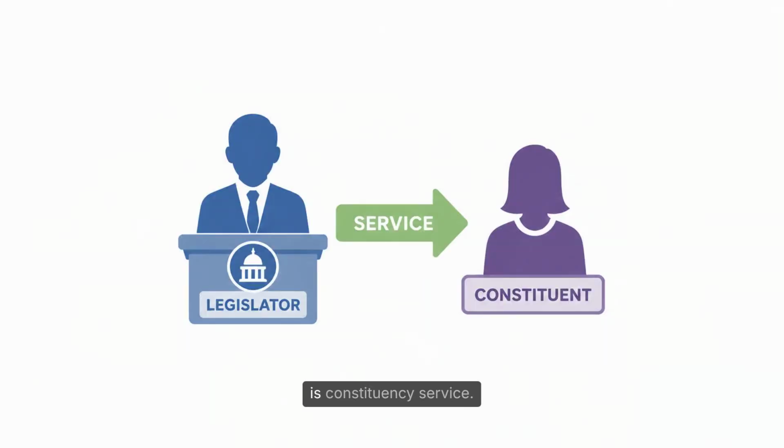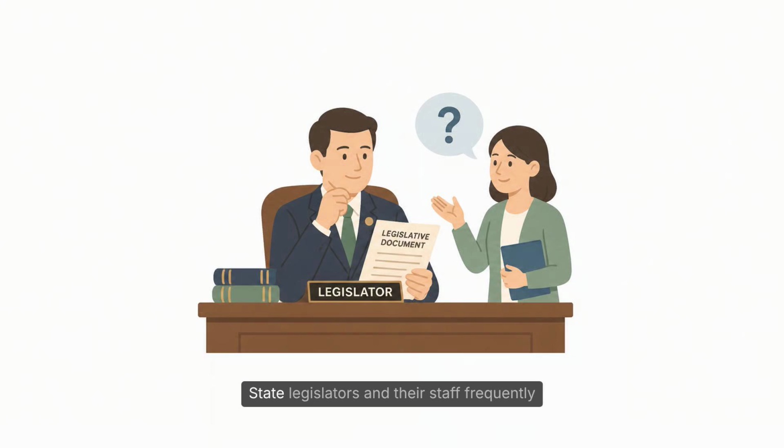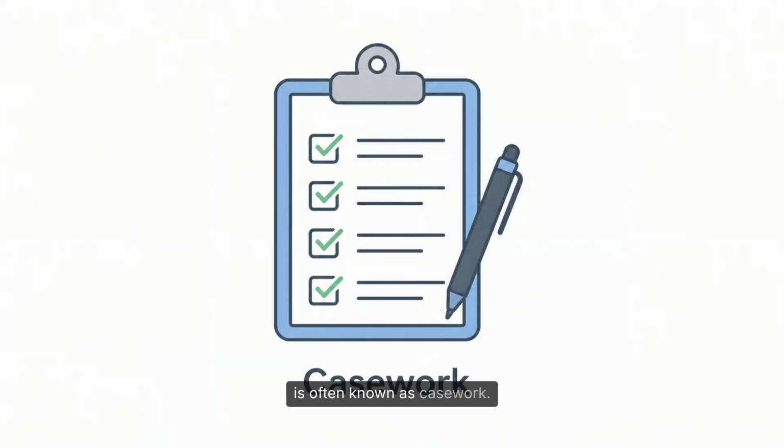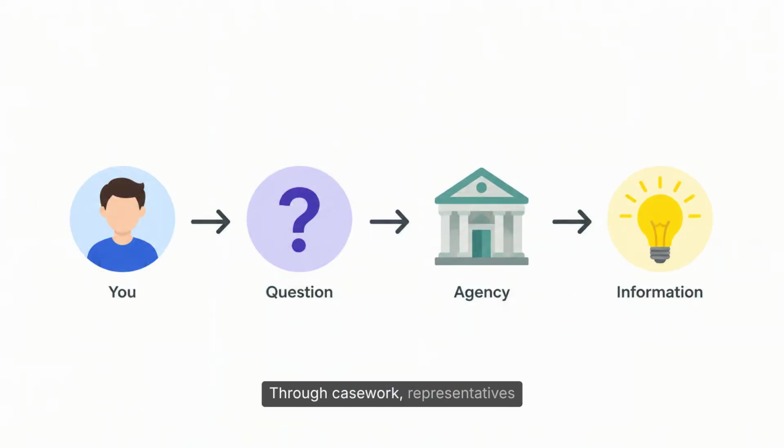A third responsibility is constituency service. State legislators and their staff frequently assist residents who need guidance in dealing with state agencies. A constituent may require assistance with a professional license, access to public services, an unemployment claim, a tax matter, or communication with a state department. This form of assistance is often known as casework. Through casework, representatives help citizens understand administrative procedures, identify the appropriate public agency, and obtain accurate information about available services.